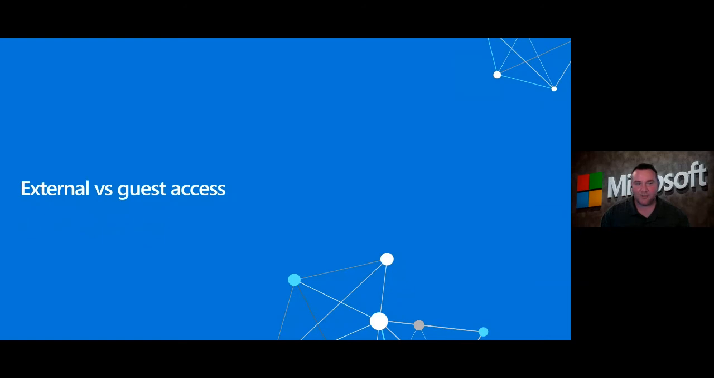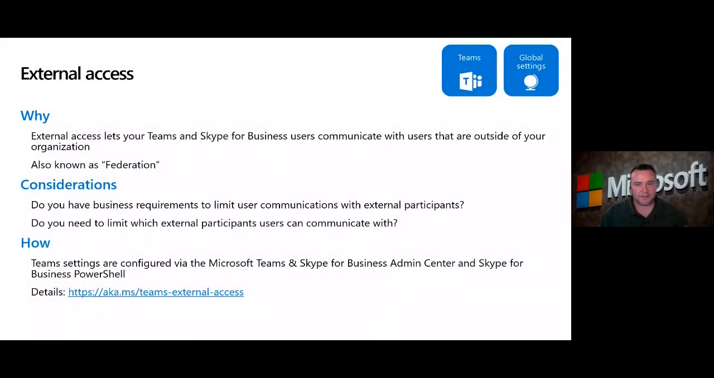So let's talk about external versus guest access. External access, also known as federation, is how we allow Teams, Skype for Business, and Skype users outside of our own organization to communicate with us. When setting this up, you can choose to disable external access, enable everyone, enable only specific domains, or block only specific names. I want to take a look at this because it has a special nuance that you should be aware of.